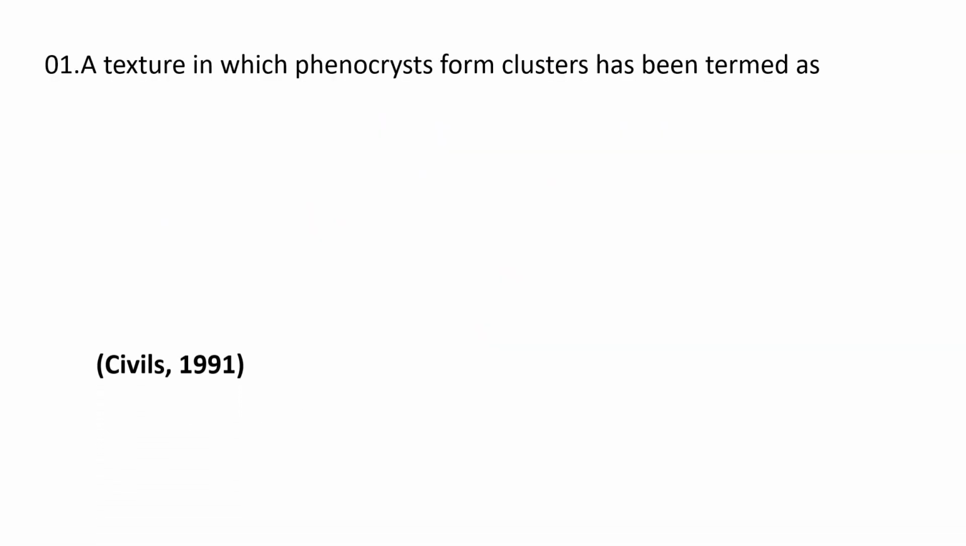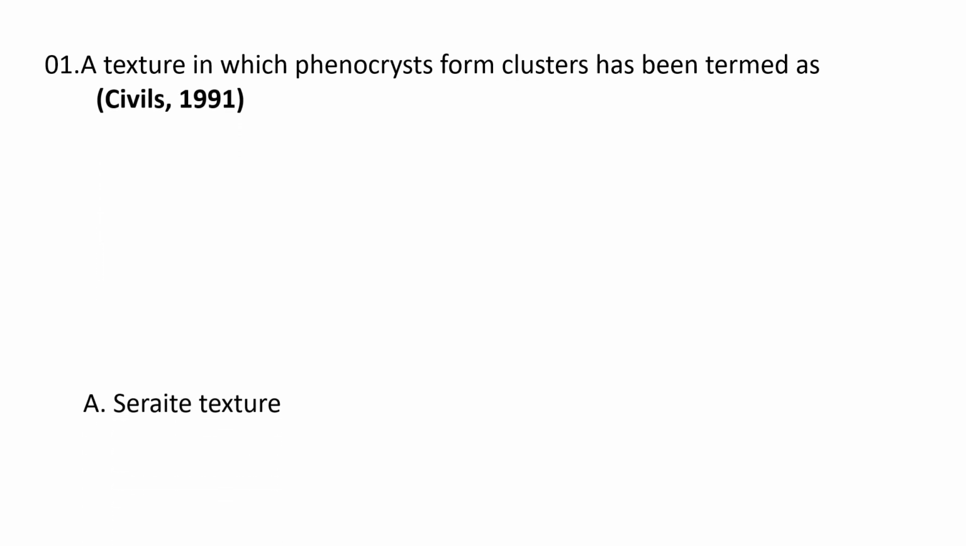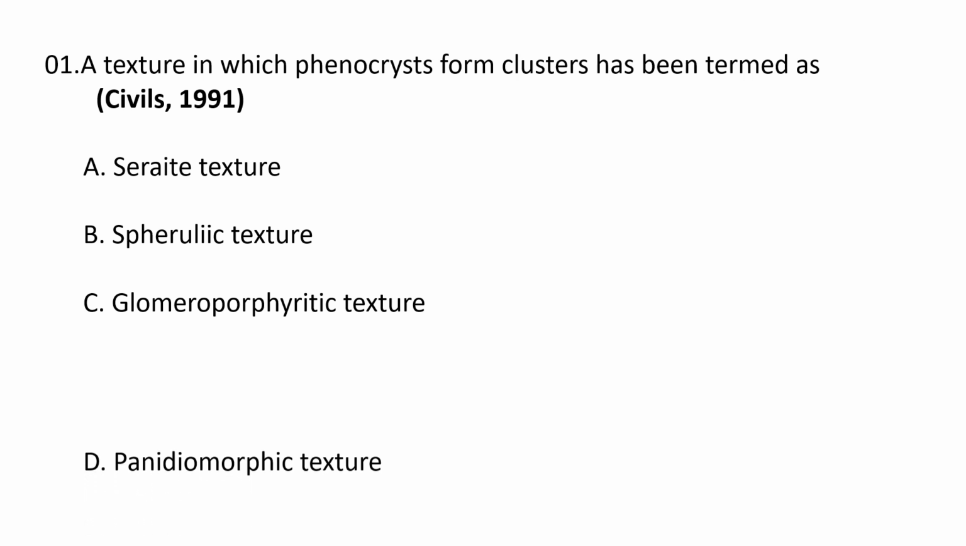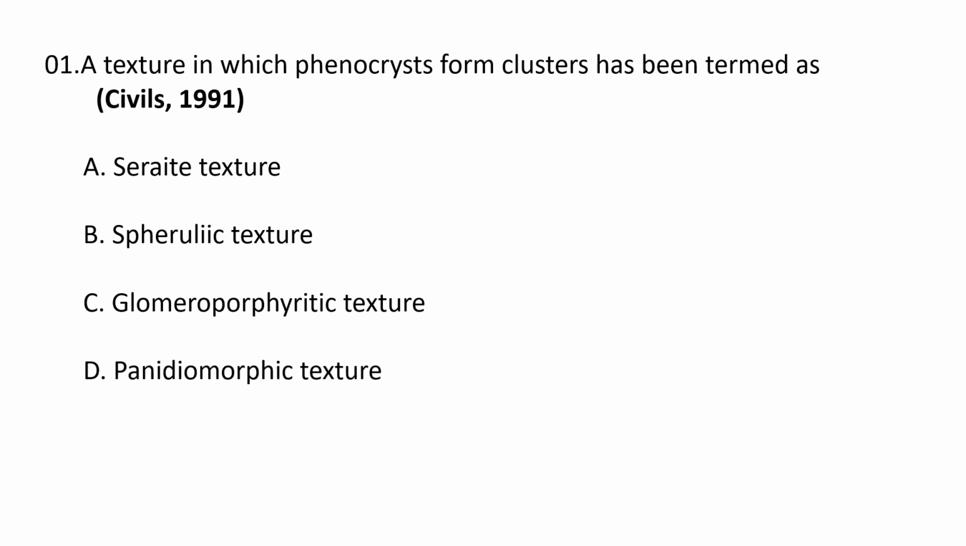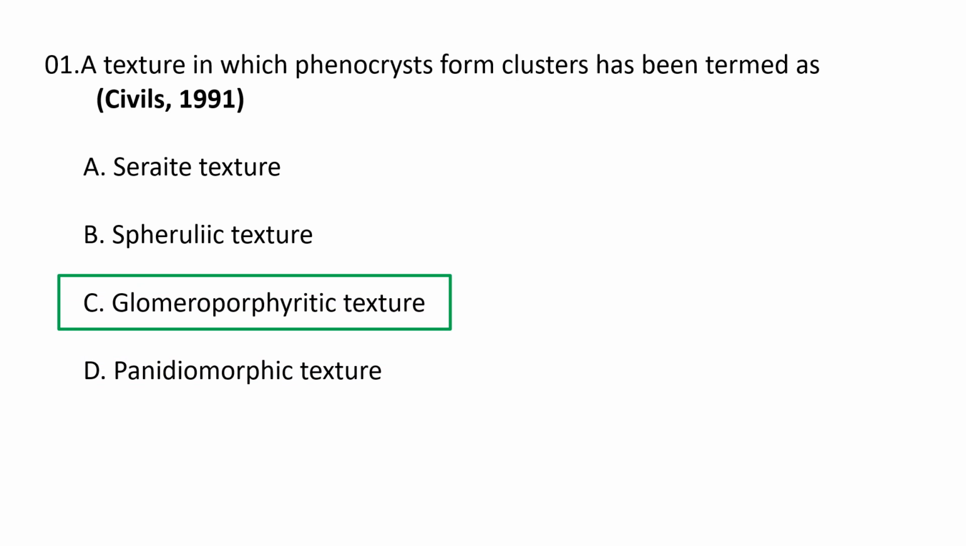Welcome to set 8. First question. A texture in which phenocrysts form clusters has been termed as: A. Serrate texture, B. Spherulitic texture, C. Glomeroporphyritic texture, and D. Poikilitic texture. Correct answer is C, Glomeroporphyritic texture.